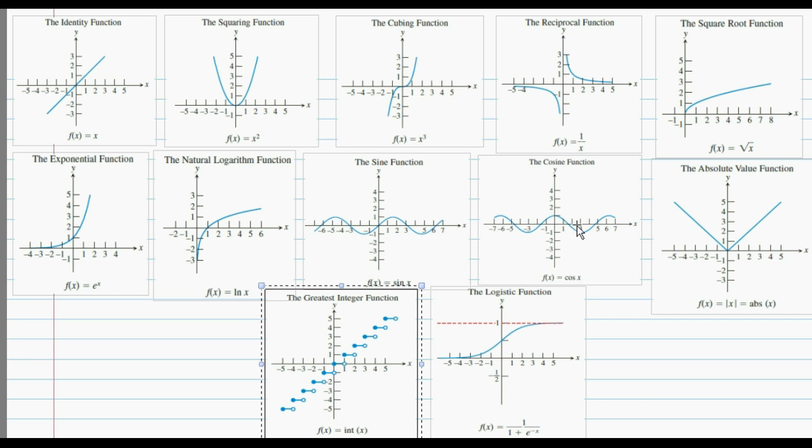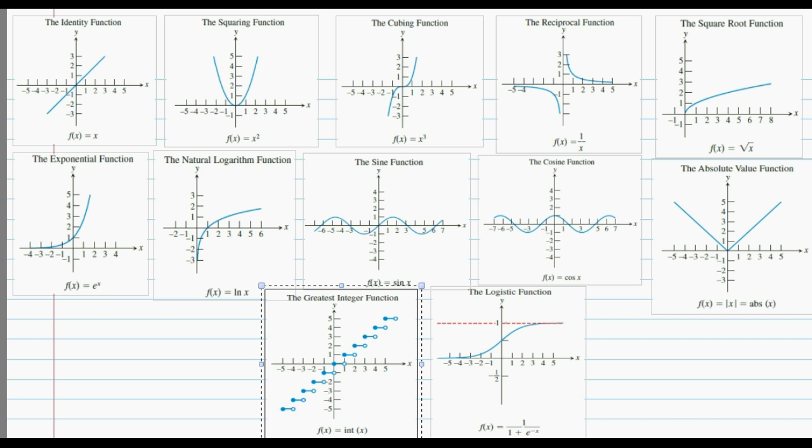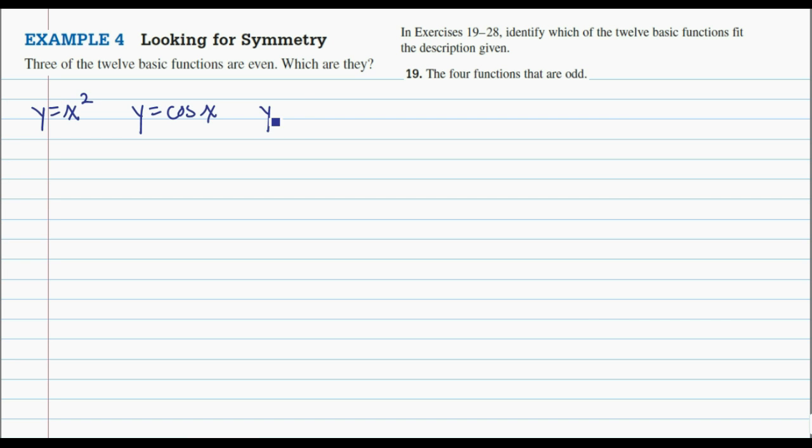The cosine function, however, is even. Y equals cosine of x, that has even symmetry. And the absolute value function has even symmetry. And I can actually prove those.